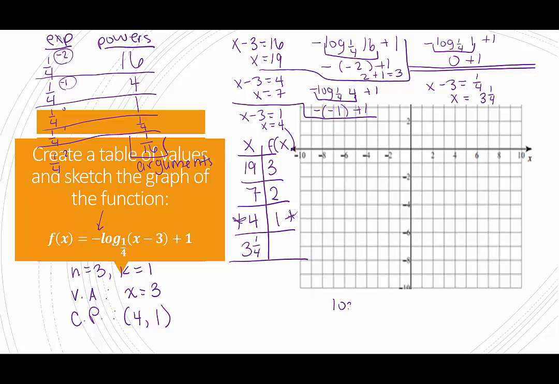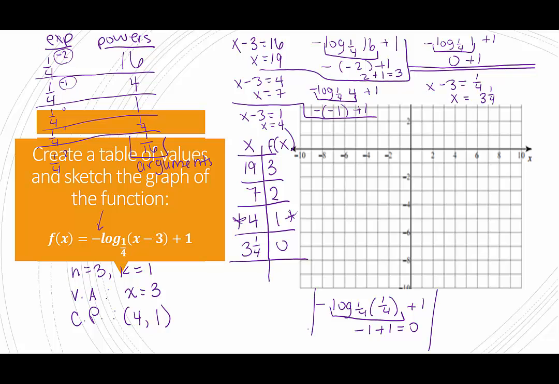When I plug in 3 and 1/4, I'm going to start working down here. We get negative log base 1/4, and then we're plugging in 3 and 1/4. 3 and 1/4 minus 3 is 1/4. So we have an argument of 1/4 plus 1. Log base 1/4 of 1/4 is 1, but then we negate it, so we end up with negative 1 plus 1. Look, we found an intercept. 3 and 1/4, comma 0.